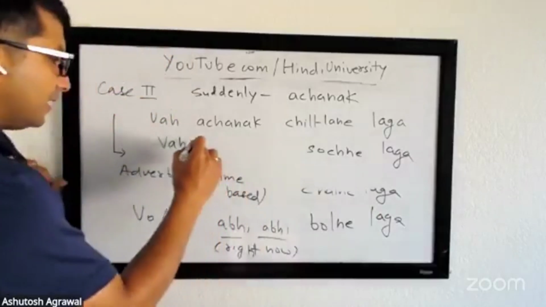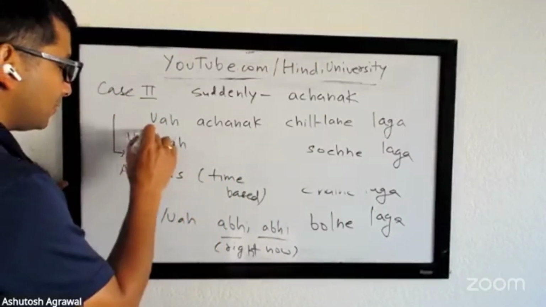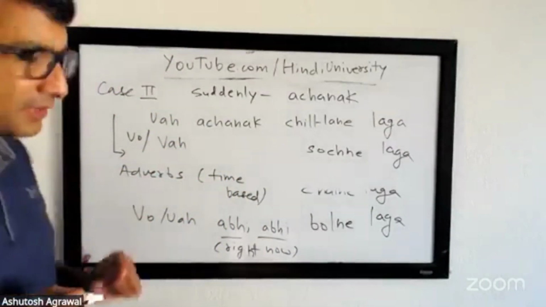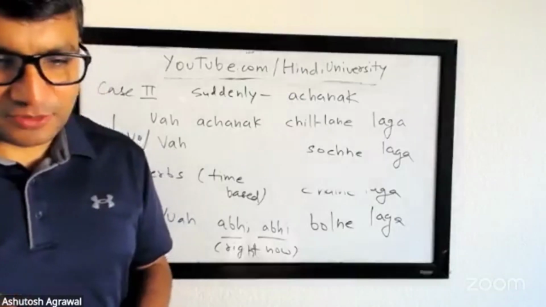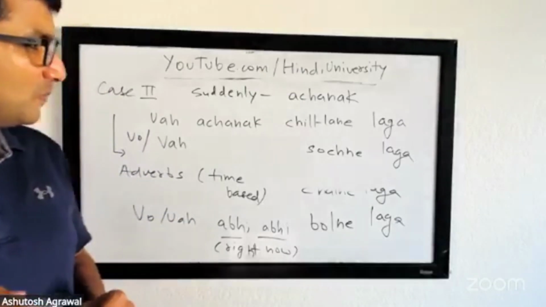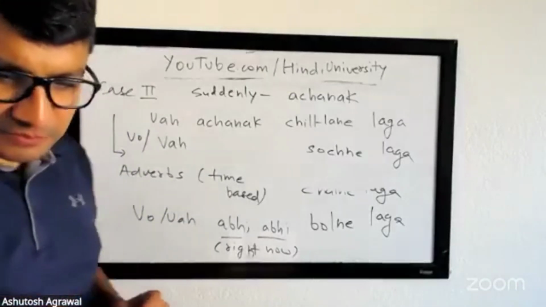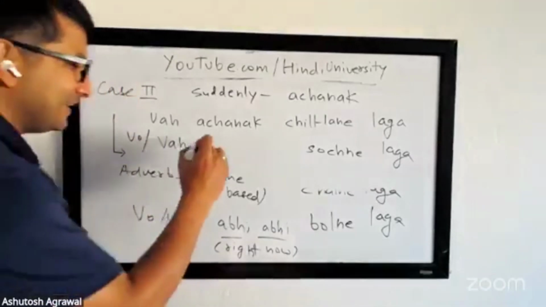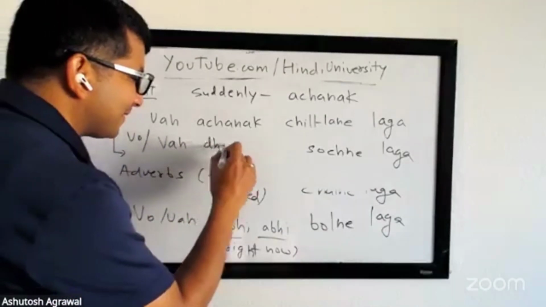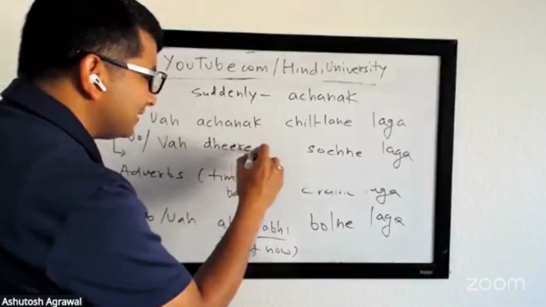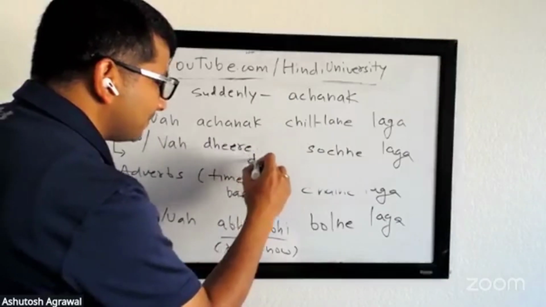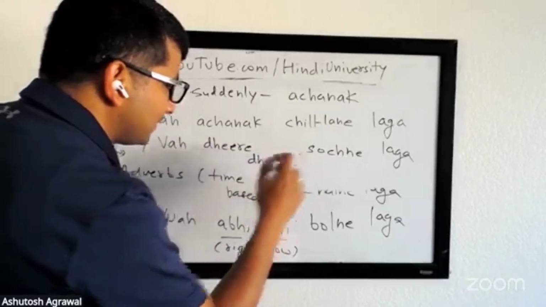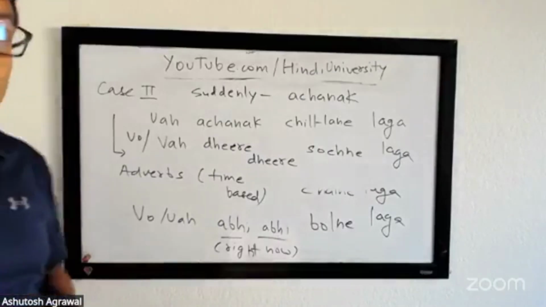वो और वह, it's interchangeable. So then it's gradually. I don't know, gradually. Anyone would like to guess? Dhire. Dhire, dhire. Okay. धीरे धीरे वो सोचने लगा.